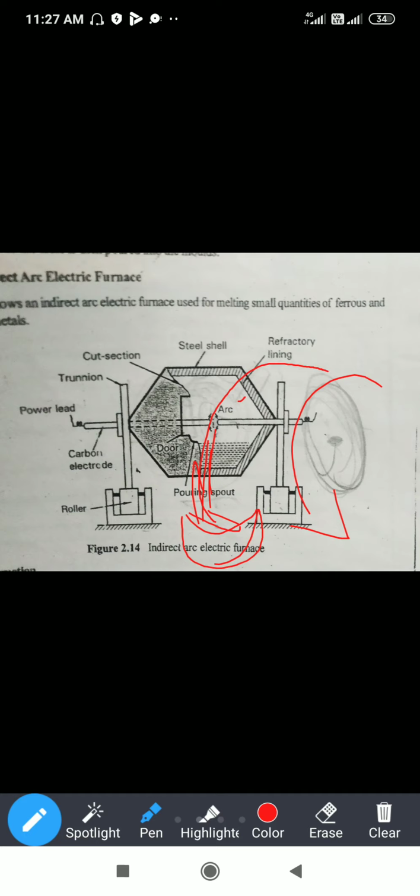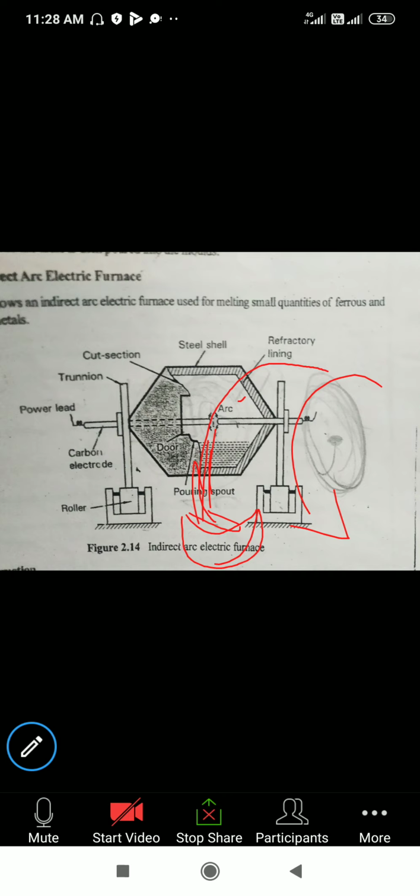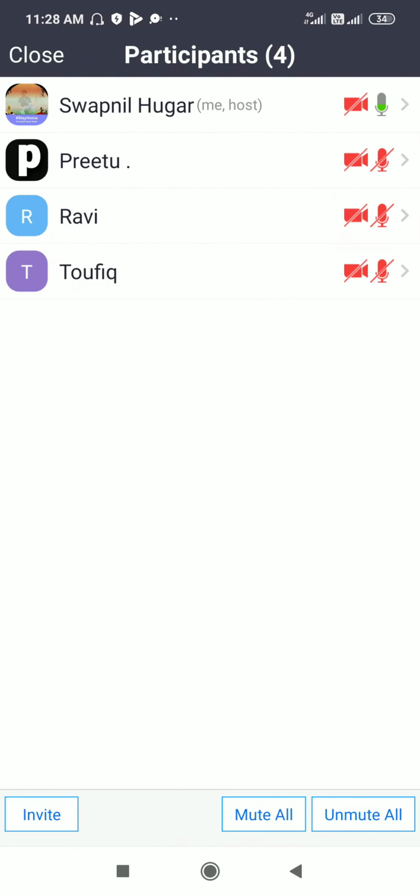So this is the simple working of a direct arc electrical furnace. These were the two furnaces to be discussed in today's class. In the next class, whatever doubts you are having, we will go through them.